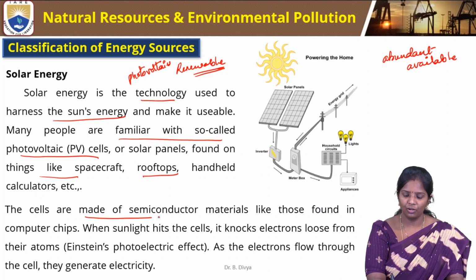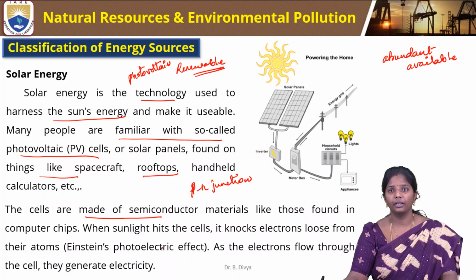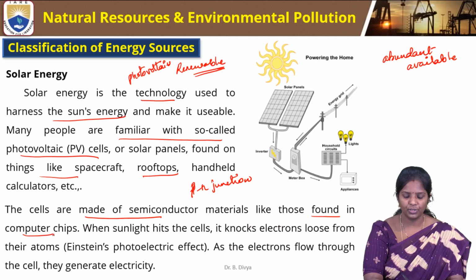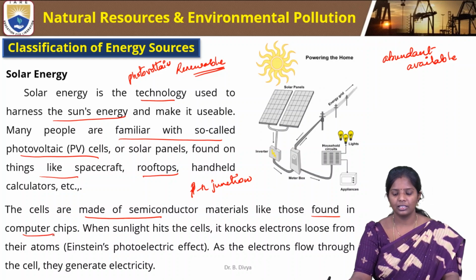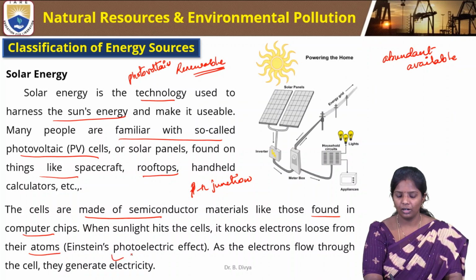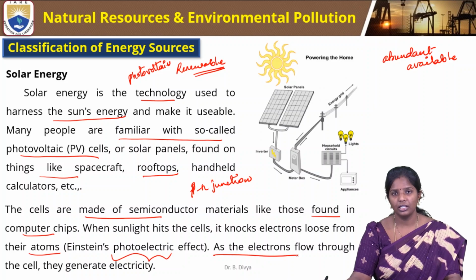The cells are made of semiconductor materials that form a p-n junction. It has a p-type material and an n-type material, with holes and a high amount of electrons, forming a p-n junction, like those found in computer chips. When sunlight hits the cells, it knocks the electrons loose from their atoms, and that is called the photoelectric effect. As the electrons flow through the cell, they generate electricity.